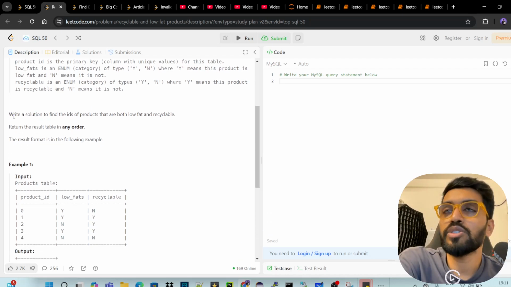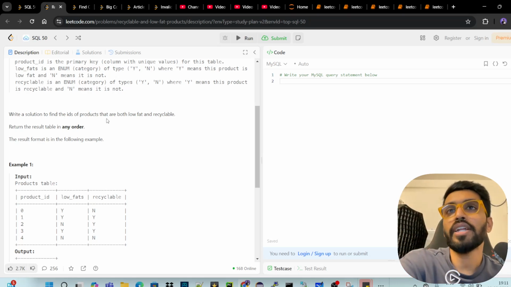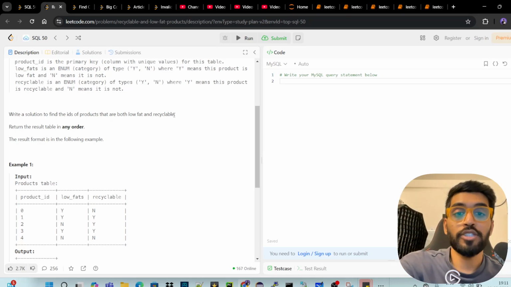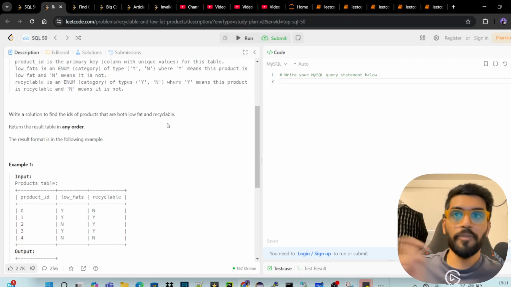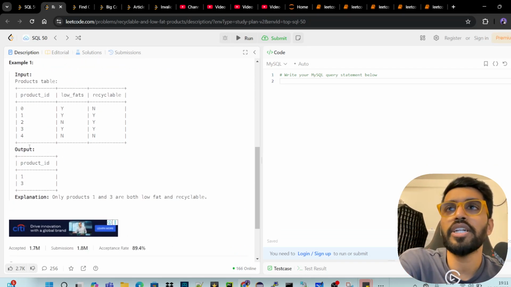So now they are expecting us to write a solution to find the IDs of the products that are both low fat and recyclable. It should be both. So this is an expected input and output.